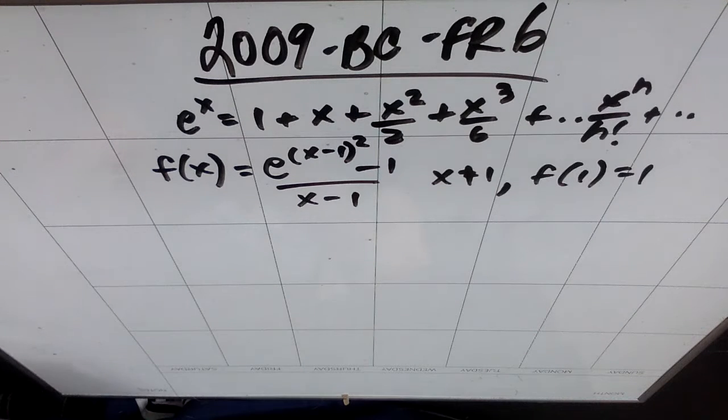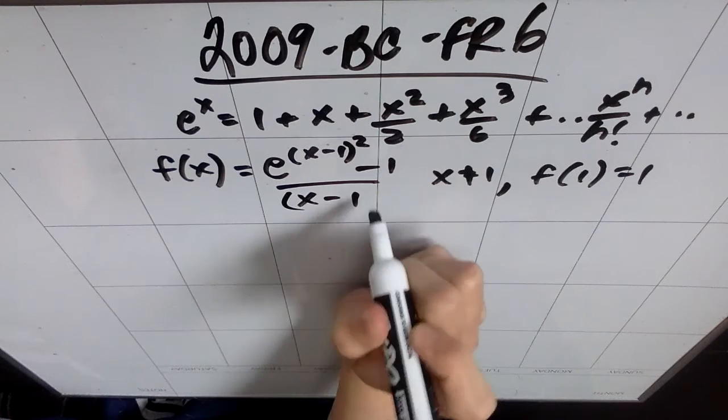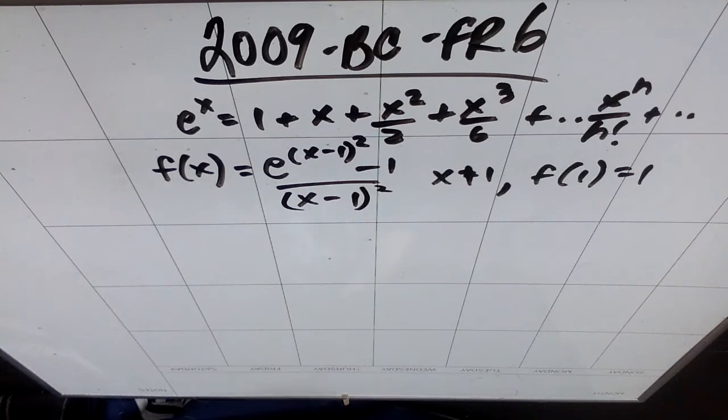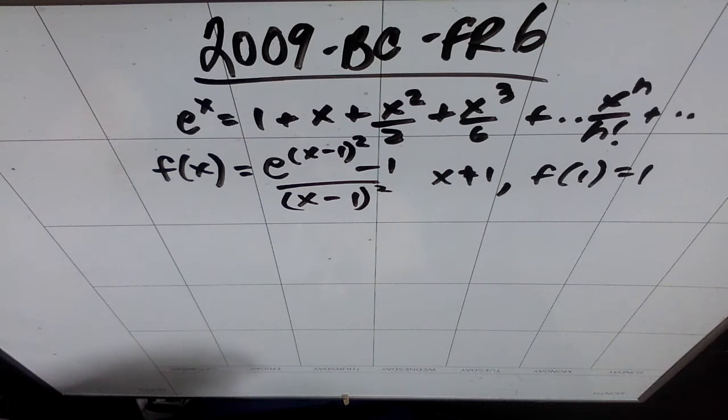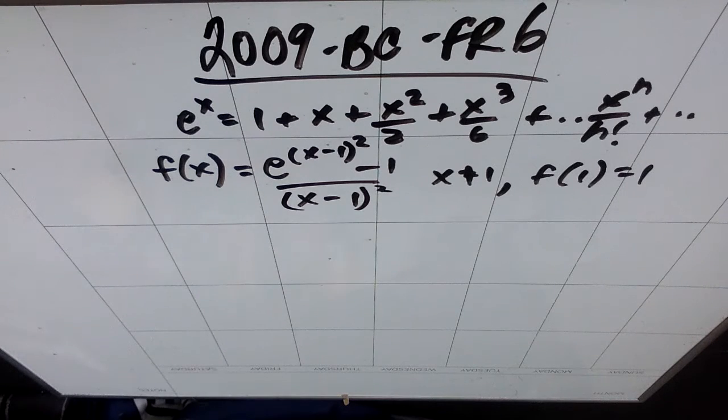The continuous function f is defined as f of x equals e to the quantity x minus 1 squared, minus 1, all over x minus 1 quantity squared. My bad, that's squared. Okay, cool. For x values that are not 1, and then f of 1 is equal to 1. The function f has derivatives of all orders at x equals 1. Cool. Part A, write the first 4 non-zero terms and the general term for the Taylor series of e to the quantity x minus 1 squared, about x equals 1.